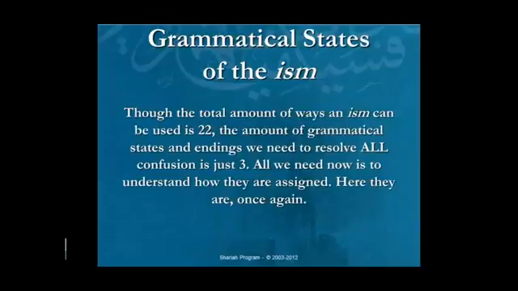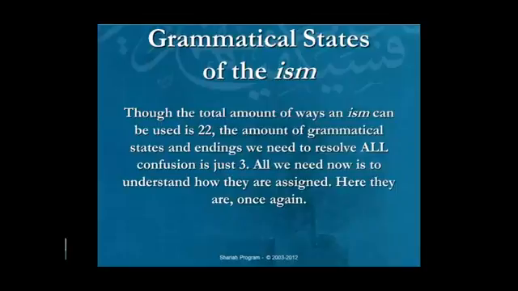So the total amount of ways an ism could be used is 22. Although that is so, the amount of grammatical states and endings we need is not 22. We don't need 22 different endings. Why? Because the kind of word sometimes narrows it down for us already, and then the type of sentence that it's found in narrows it down. So many of them are not found alongside each other, so we can recycle the endings, and we don't need a large number like 22.